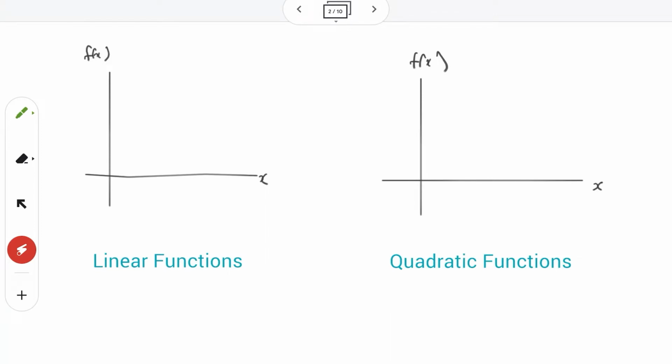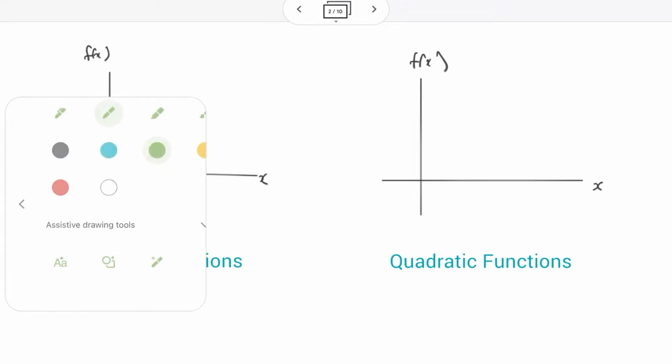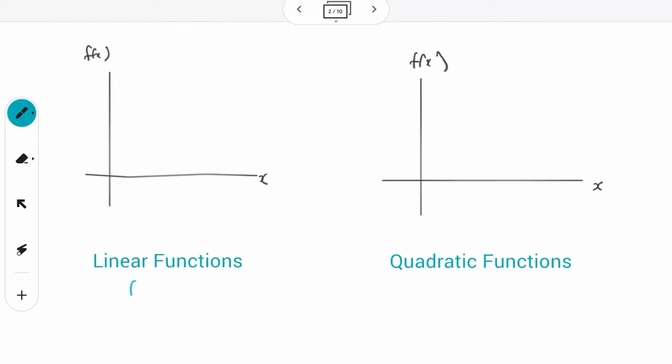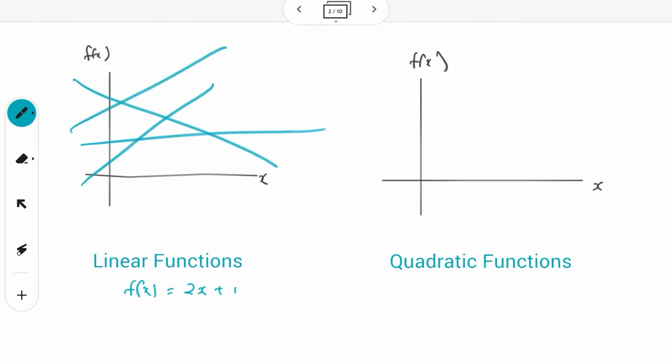Let's start by asking what a linear function is. So far, you guys have been doing a lot of linear functions. Linear functions are functions where the power of x is usually just 1. For example, like this, right? The x here has only a power of 1. And therefore, the graph will always look something like this, i.e. a straight line, or like this, or like this, or like this.